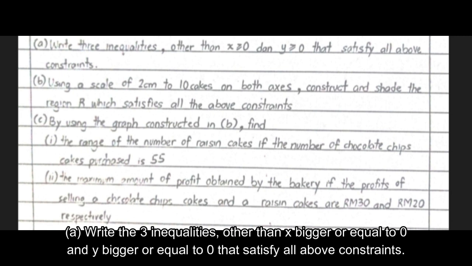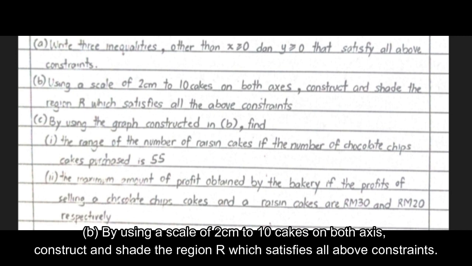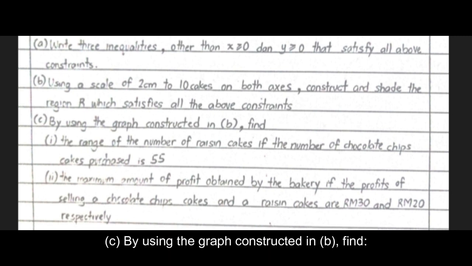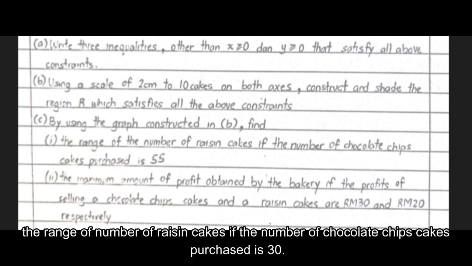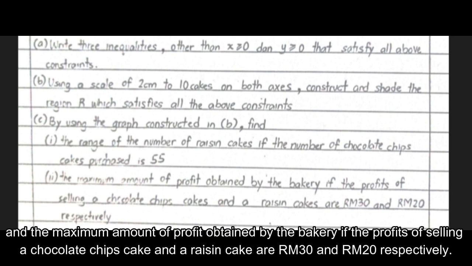A. Write the three inequalities, other than x bigger or equal to 0 and y bigger or equal to 0, that satisfy all the above constraints. B. By using a scale of 2 cm to 10 cakes on both axes, construct and shade the region R which satisfies all the above constraints. C. By using the graph constructed in B, find the range of the number of raisin cakes if the number of chocolate chip cakes purchased is 30, and the maximum amount of profit obtained by the bakery if the profits of selling a chocolate chip cake and a raisin cake are 30 ringgit and 20 ringgit respectively.